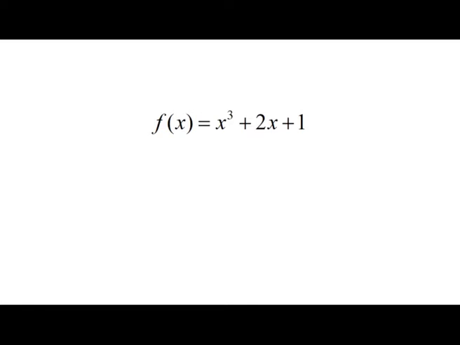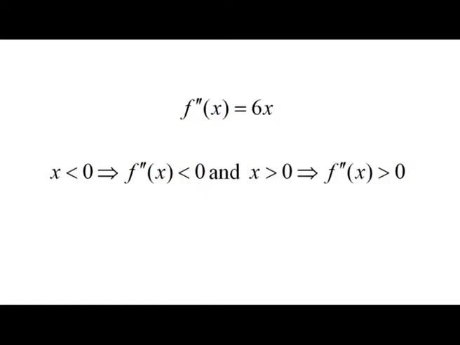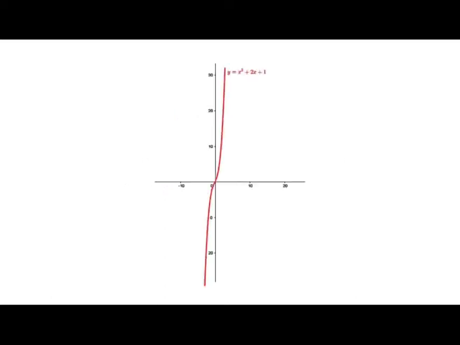Differentiating with respect to x, we have f dash of x equal to 3x square plus 2, and differentiating once again we obtain f double dash of x equal to 6x. From this, we see that x less than 0 implies f double dash of x is less than 0, and x greater than 0 implies f double dash of x is greater than 0. Thus, the curve is concave down in the interval minus infinity to 0 and concave up in the interval 0 to infinity.